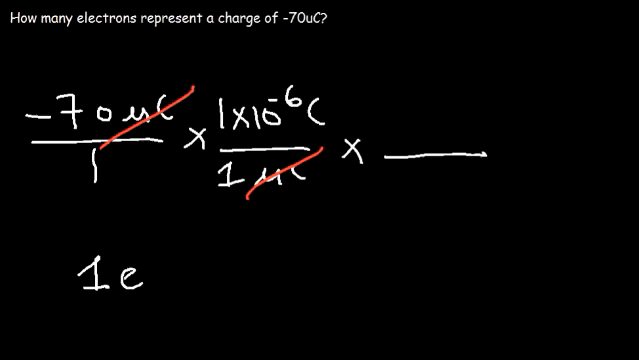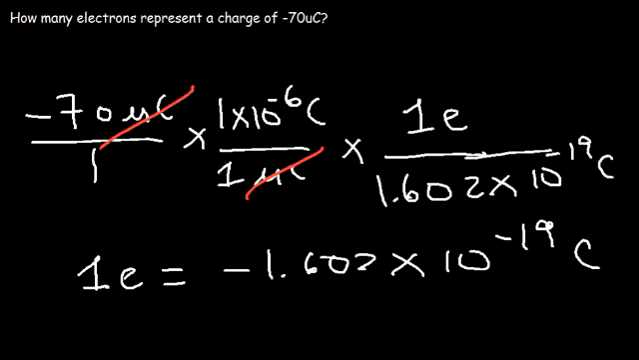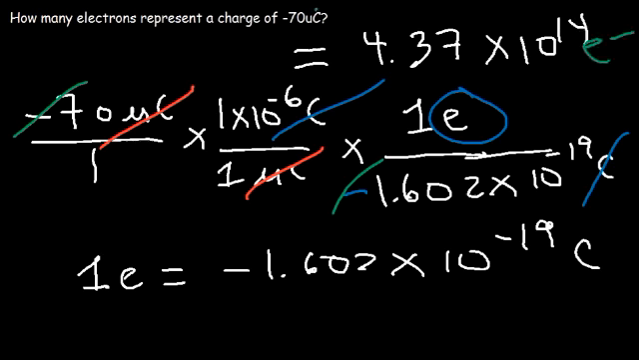Now, how can we convert coulombs to the number of electrons? You need to know that the charge of 1 electron is negative 1.602 times 10 to the negative 19 coulombs. So knowing that, we can put this in the next fraction. As we could see, coulombs will cancel, and then we'll get the number of electrons on top. So it's going to be, and this is negative, 70 microcoulombs times 1 times 10 to the minus 6 divided by 1.602 times 10 to the negative 19. The two negative signs will cancel. So we should get a positive answer since we're dealing with the number of electrons. So the answer that you should get is 4.37 times 10 to the 14 electrons. So that's how many electrons make up this charge of negative 70 microcoulombs.